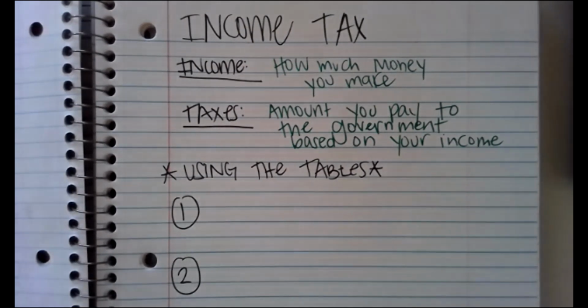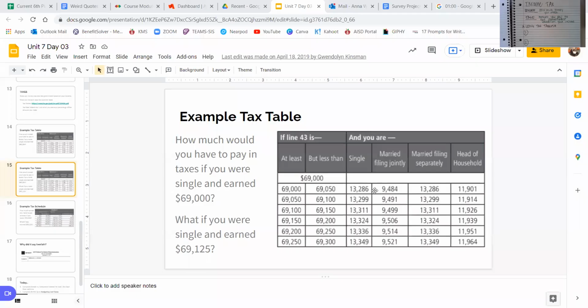So now that we know what income and taxes are, we're going to look at something called an income tax table. And using the tables, we're going to answer some questions. So I'm going to share my screen so that you can see what an income tax table looks like. You can see in this income tax table, this first column is showing how much money a person could make. These are just examples of some different kinds of salaries.